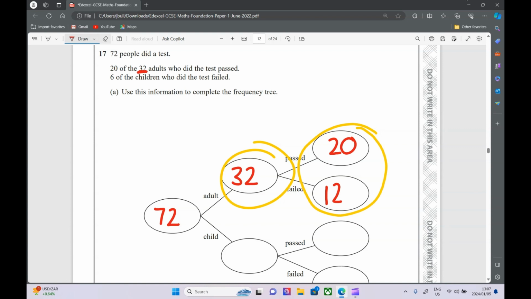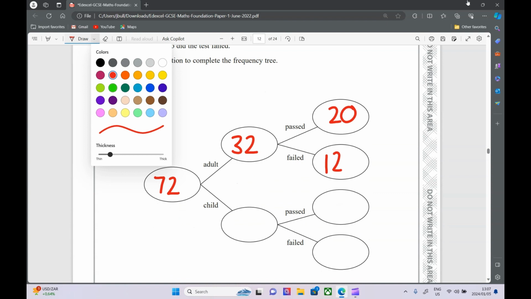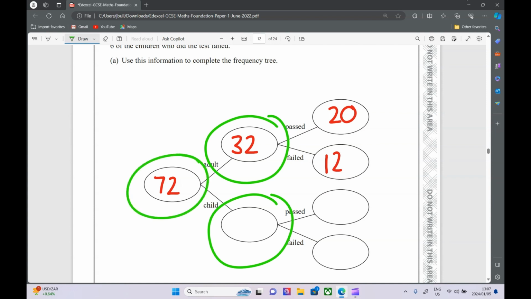And then we can work out, they don't actually tell us how many children there are in total, but we can work that out. So they say there are 72 people in total. So 32 plus something has to give me 72. So 32 plus 40 would give me 72. So I've worked out how many children there are.